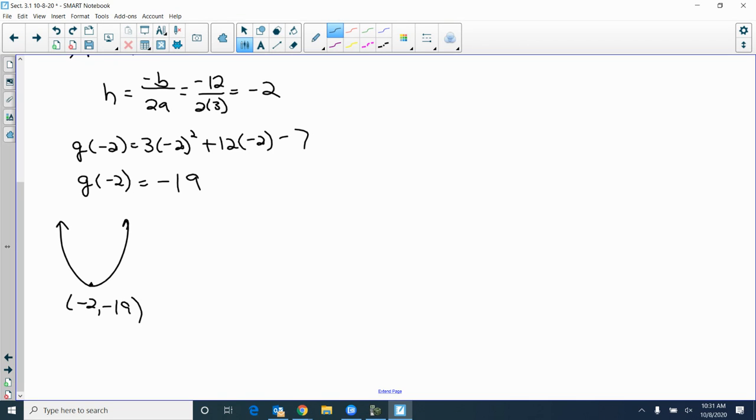So I got to answer the question. What is the minimum value? Don't just leave me the vertex and assume I know what it is. The minimum value is negative 19.